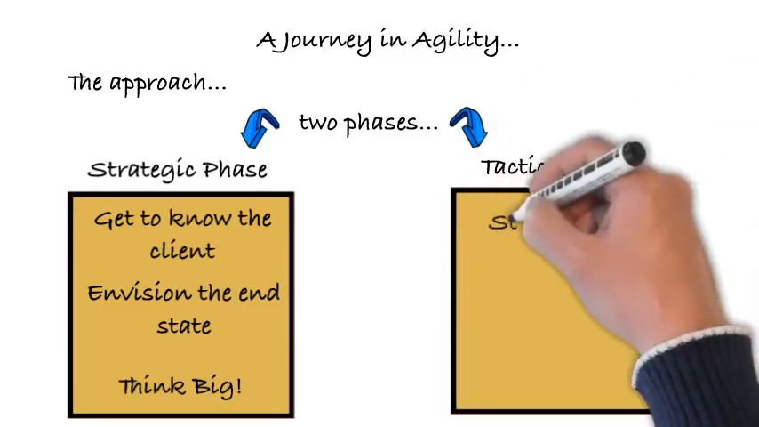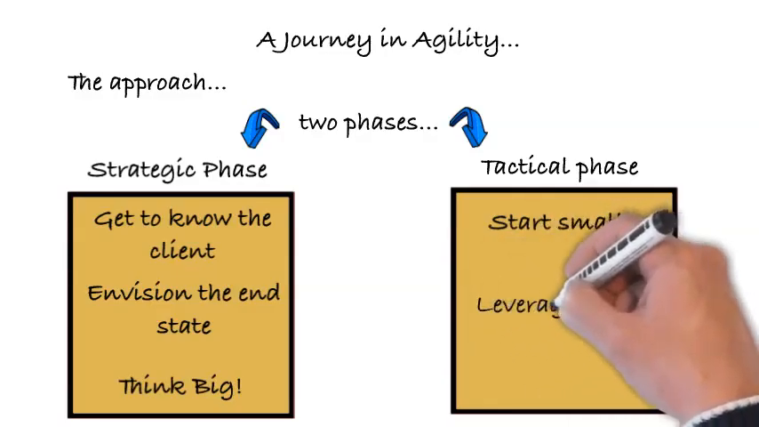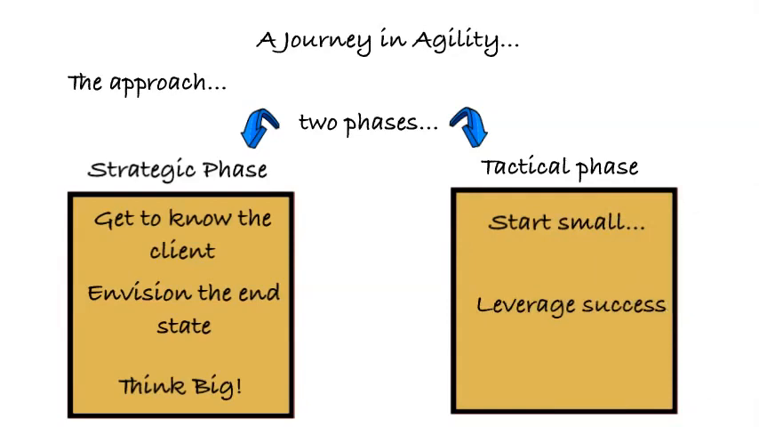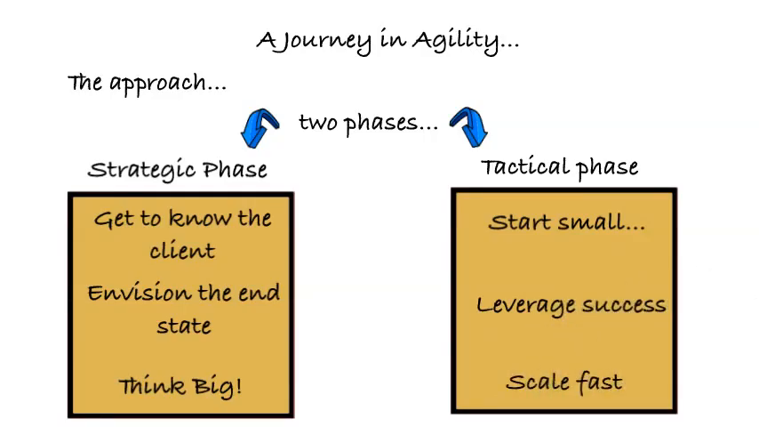In the tactical phase, you want to start small. Typically, this consists of creating a pilot team with a hand-selected group of people and a project with a high likelihood of success. Once this has been executed, you want to leverage that success by creating more and more teams. The intent is to scale fast so that the organization can see the value that Agile can provide.